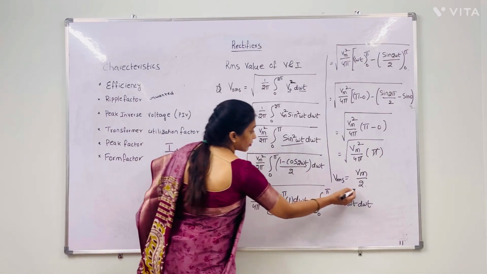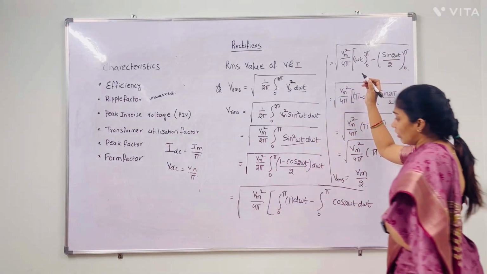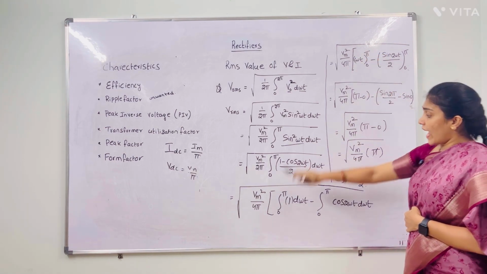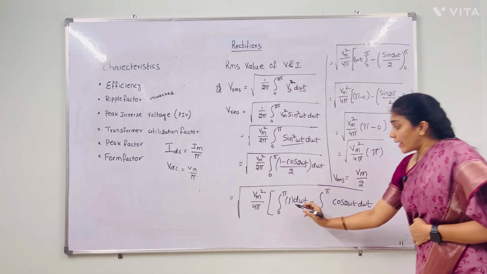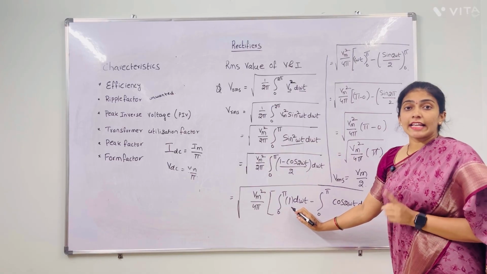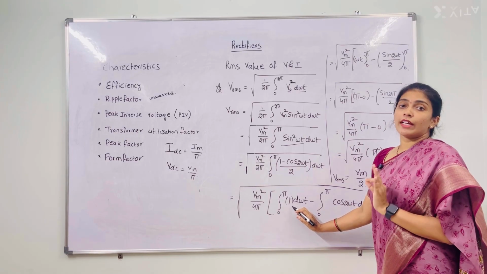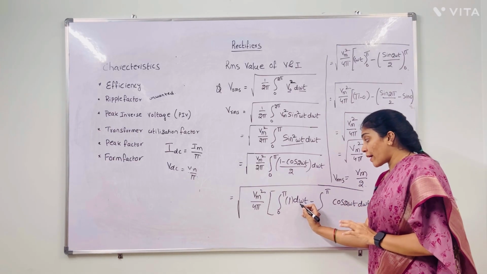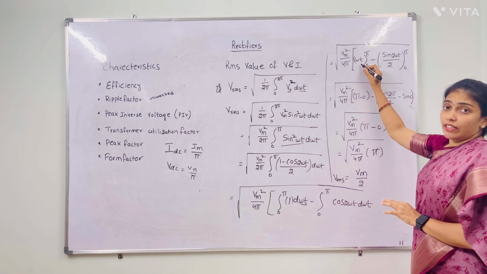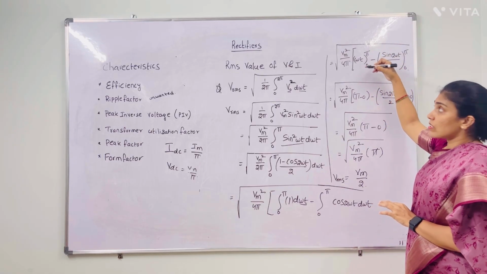Okay, right. Next step: Vm square by 4 pi under root, Vm square by 4 pi as it is. The integration of 1 with respect to x is x. Here we are integrating with respect to omega t, so the integration of 1 is omega t. After taking integration, we have to apply limits also, 0 to pi.